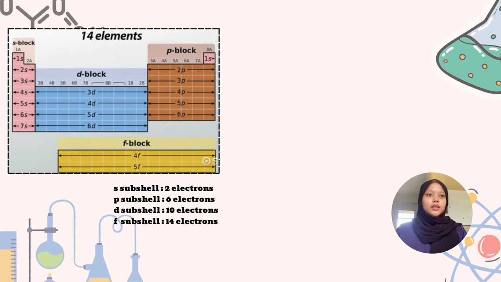Electrons are filled into subshells s, p, d, and f. Each subshell can hold s 2 electrons, p 6 electrons, d 10 electrons, and f 14 electrons. Based on the periodic table, we can see groups 1 to 2 are filled by s orbitals. Next, groups 13 to 18 are filled by p orbitals. Next are the transition metals, groups 3 to 12, which are d orbitals. Lastly are the lanthanides and actinides, filled by f orbitals.